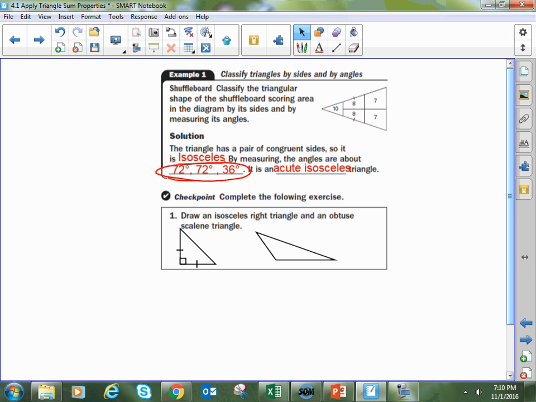Now the obtuse scalene triangle, that one is fairly self-evident. There is clearly an obtuse angle, and I did my best to make sure that the sides were all clearly different lengths.